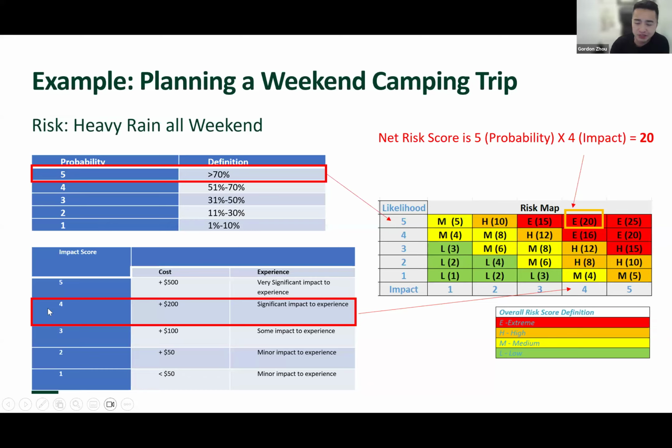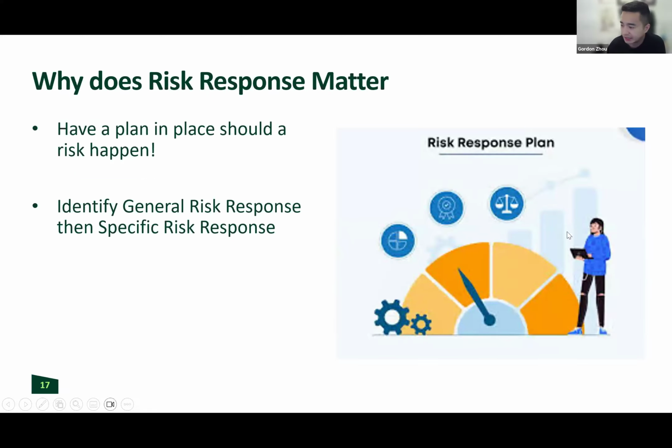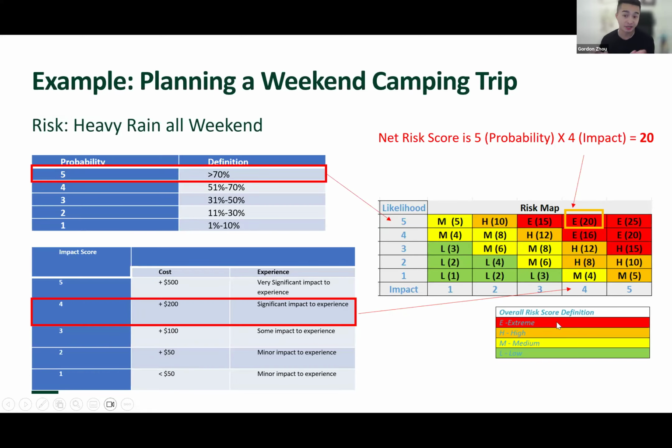Okay. So for this risk, its likelihood is 5. Impact score is 4. 5 times 4 is 20. So in this case, it's red in this heat map, so it's considered extreme.